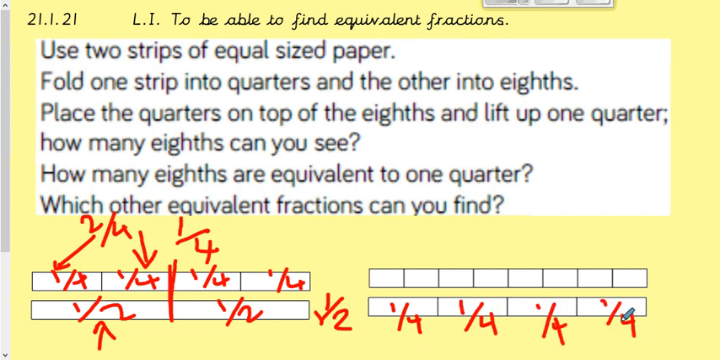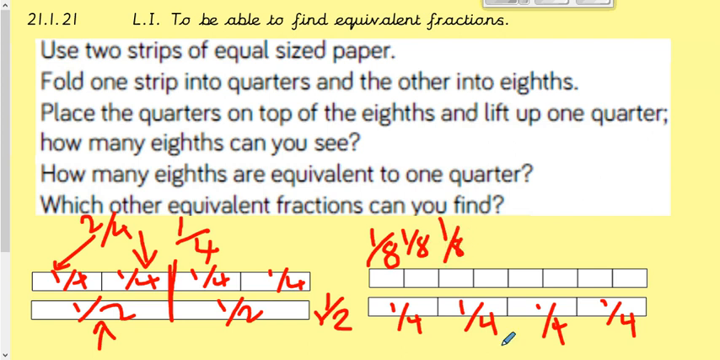And on the top, what is each section worth? Have a count of how many there are and see if you can work it out before I write it. So it's 1/8, okay? There are 8 sections, 1, 2, 3, 4, 5, 6, 7, 8, all right? So each section is worth 1/8, okay?